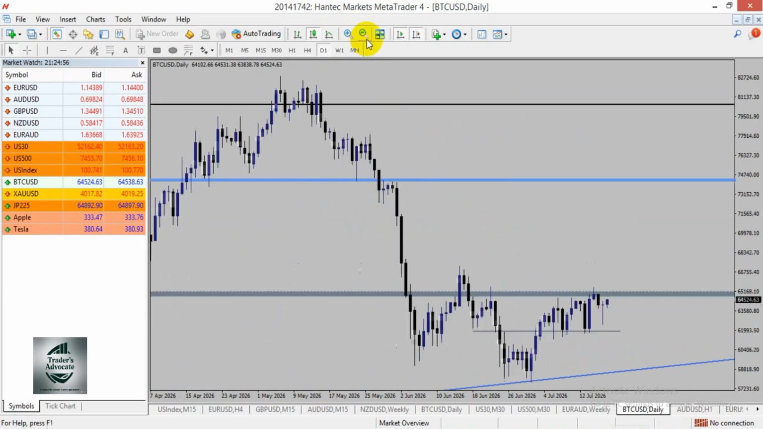Inverse head and shoulder patterns are bullish reversal chart patterns. They can reverse a trend from being bearish to being bullish. They are bullish reversal chart patterns. They have the probability of reversing a trend, not a must. Don't get me wrong, not a must.